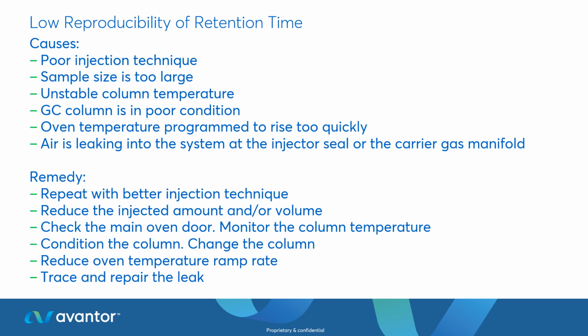maintain and check the main oven door, make sure that the column oven temperature is being maintained adequately and the column oven door hasn't been left open. Look to reduce the column temperature ramp rate, particularly if you've been using fast GC. You may find the transition to standard GC a little bit traumatic in terms of that. And if it is a leak, then look to try and identify where that's coming from using an electronic leak detector and then repair.